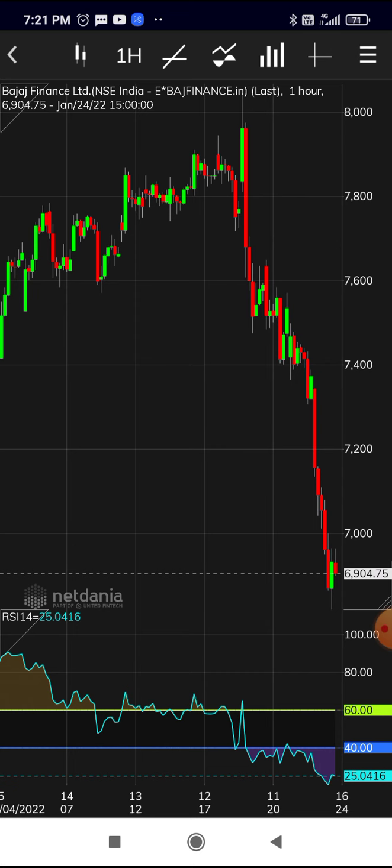The RSI 40 and 60. RSI going above 60 on the hourly chart will give you a rise most probably, and RSI going below 40 will give you a fall most probably.